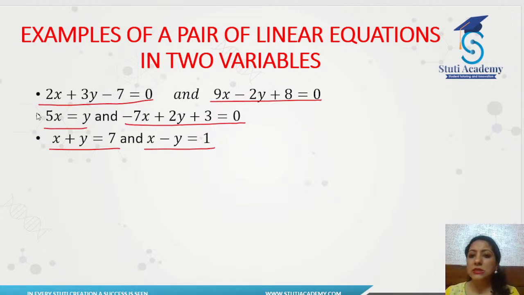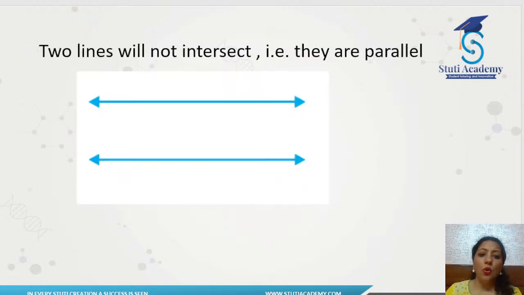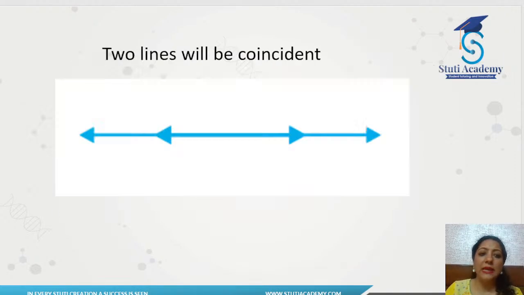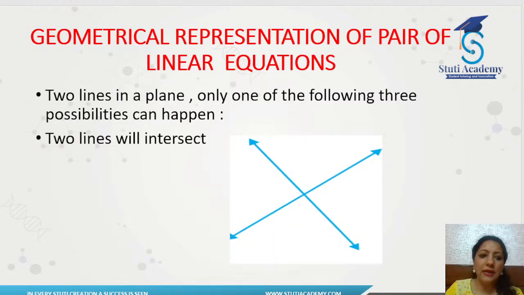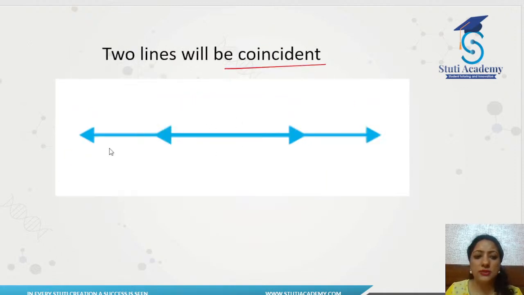Now if you get two lines, you will get the lines in three possible ways. For two lines in a plane, only one of the following three possibilities can happen. You can get any one of these three ways. You can either get intersecting lines, or the lines can be parallel, or we can say that the lines are coincident. That means they will be overlapping one on the other. So if we have two lines in a plane, they can either be intersecting lines, or they can be parallel lines, or they can be coincident lines.